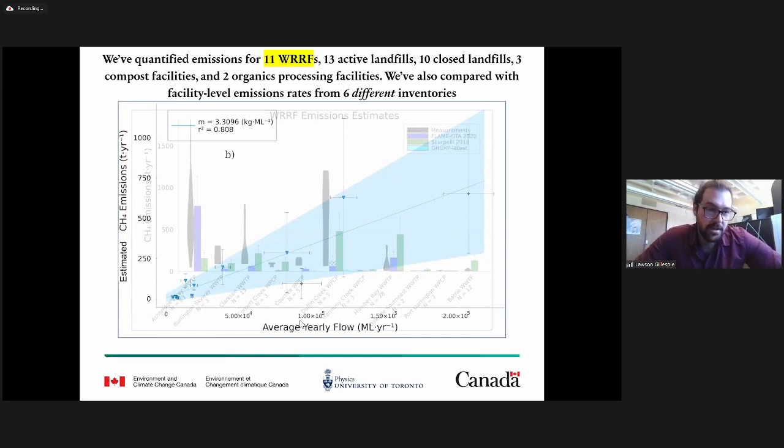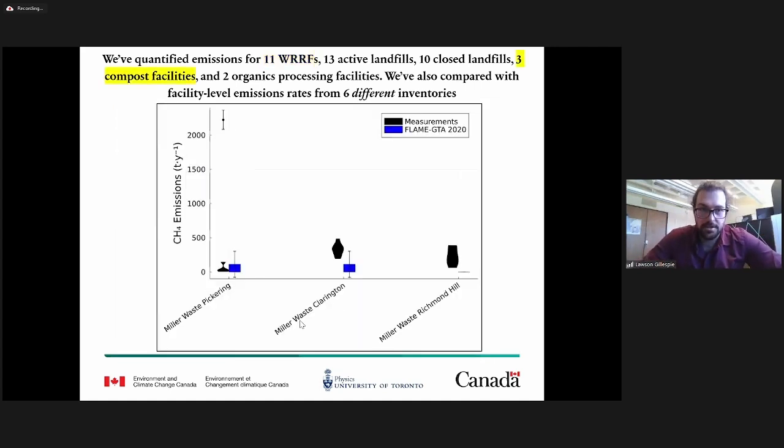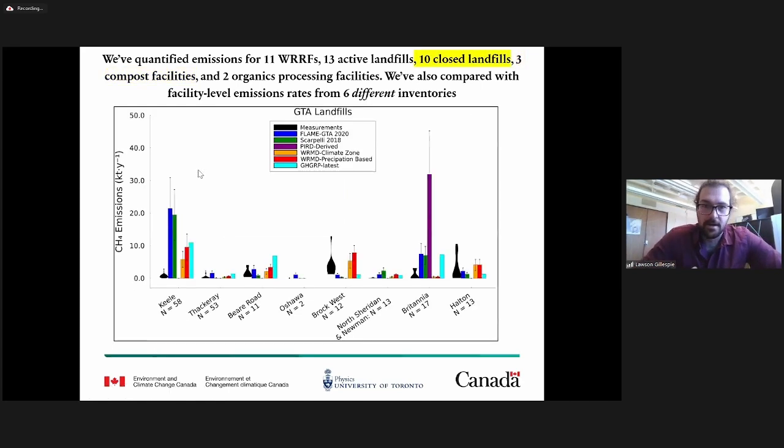A convincing result for us was that the amount of methane emissions that we observed from these facilities did tend to scale very linearly with the amount of wastewater treated at each site, which is a good sign, at least for our measurement methodology. We also measured at some compost facilities, and I'll just have you pay attention, the scale on this y-axis is going to jump around a bit as well.